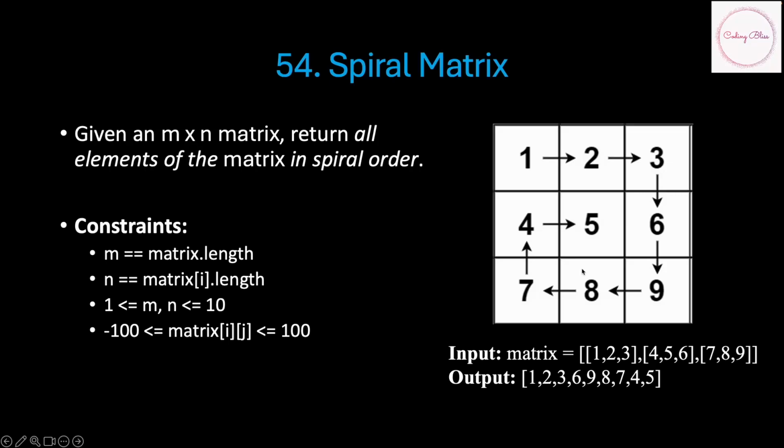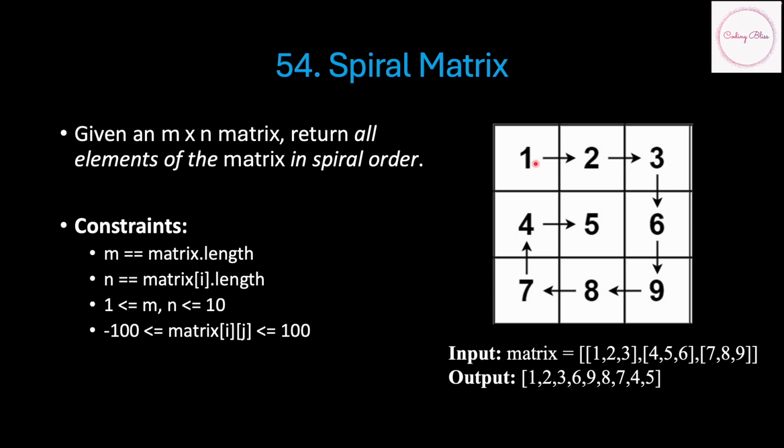Hi everyone. Today let's look at the LeetCode problem 54, spiral matrix. Given an m by n matrix, return all elements of the matrix in a spiral order. So when we say spiral order, what we are referring to is, if you take this matrix for example, we have to return the elements in the form of a spiral.